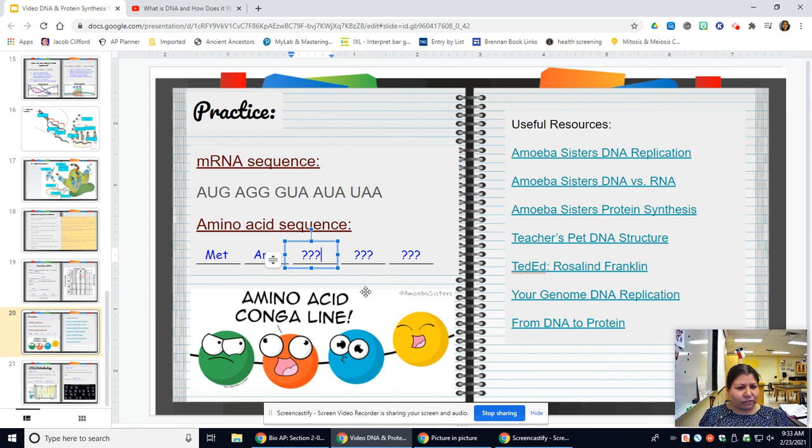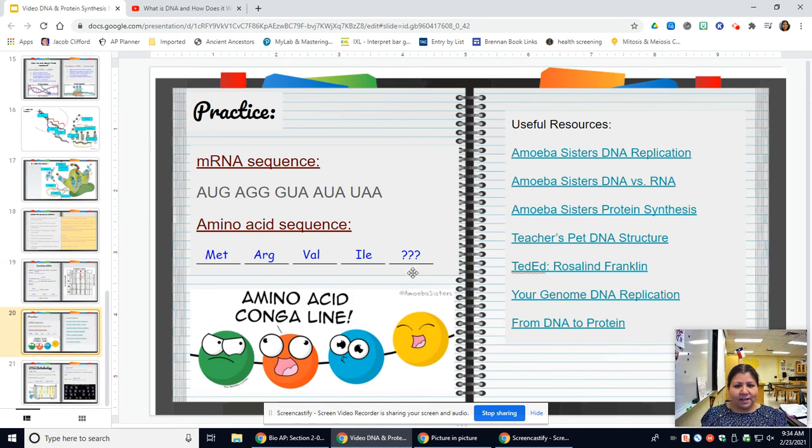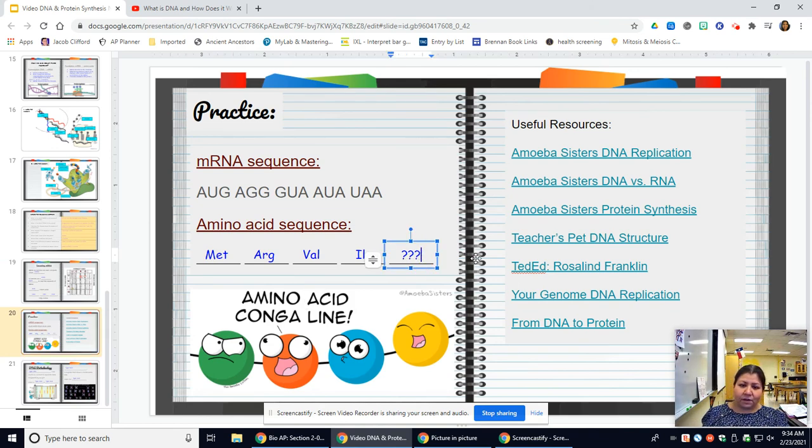All right, try to figure out what GUA is. Did you get it? It's valine. AUA is isoleucine. I actually don't know if that's the correct abbreviation. Yes, it is. All right, and then my last one, UAA, is a stop codon.